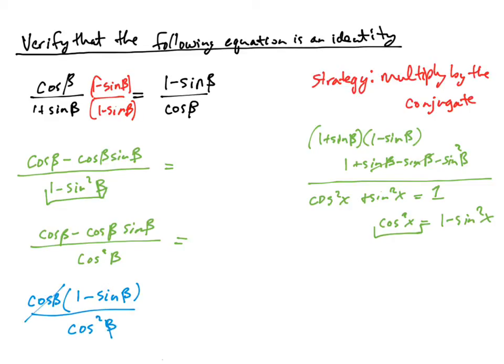And what we can see is that the cosine in the numerator with one of those cosines in the denominator is going to cancel. So what we are left with is 1 minus sine beta over cosine beta, and that is equal to the right-hand side. So we've got it.